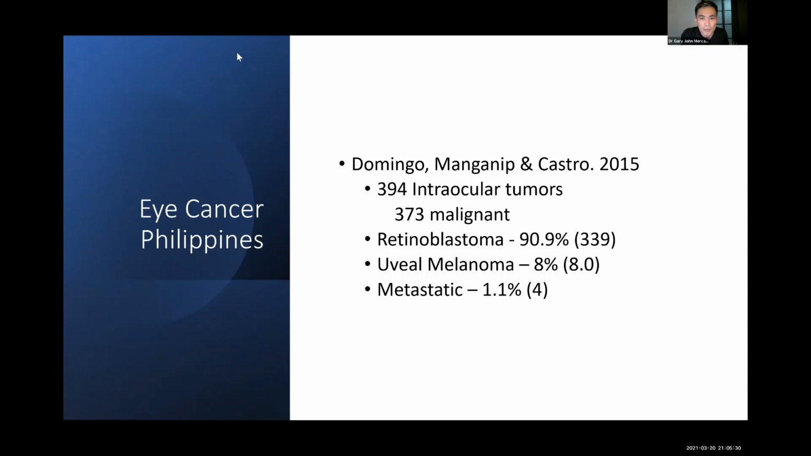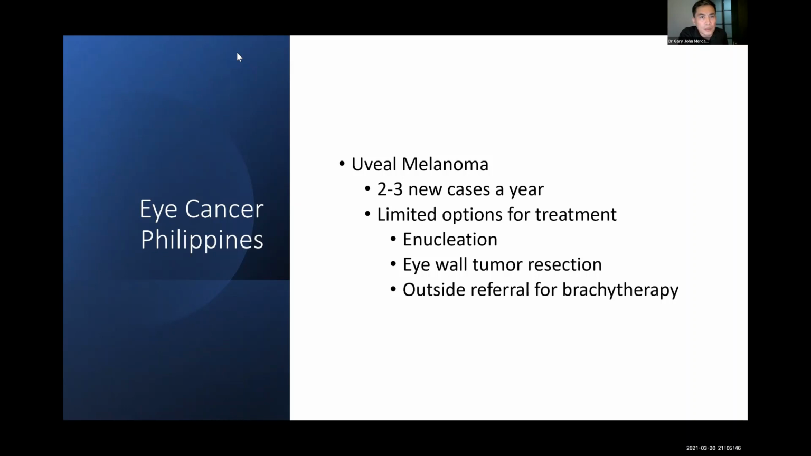But for metastatic tumors, of course, we don't do eye removal in most cases, so there must be more metastatic tumors than what is reported. For uveal melanoma, the report says that they see about 2 to 3 new cases a year at the pathology. In my own practice, I see about the same thing, about 2 to 3, combined private practice and public practice.